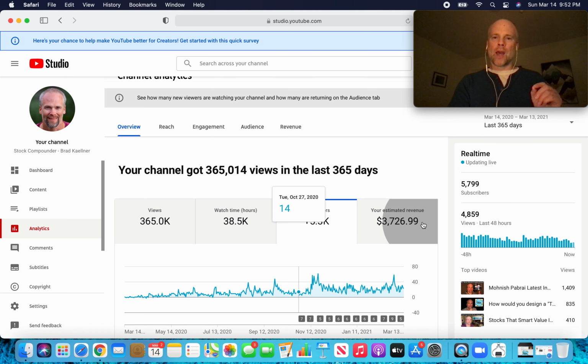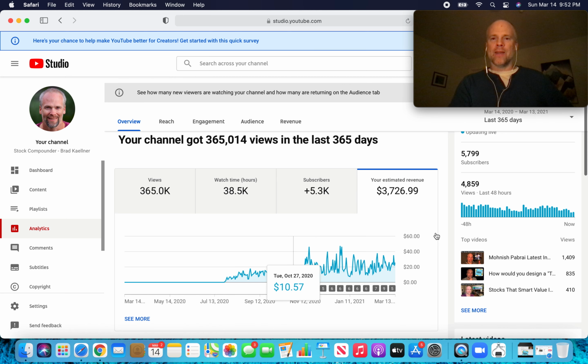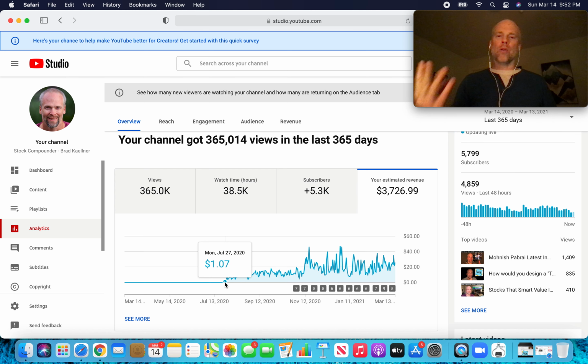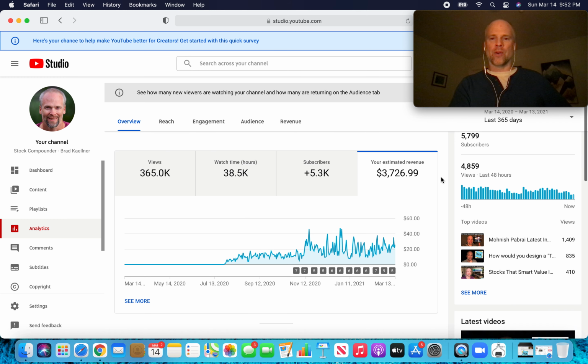Now, estimated revenue, okay? This is my estimated revenue since monetization started, which was at the end of July. So really August, September, October, November, December, January, February. It's been 7 full months of monetization, okay? And this is the revenue per day. So you can see there's kind of a clear trend here.